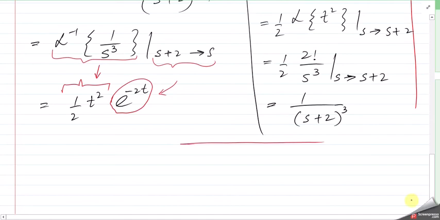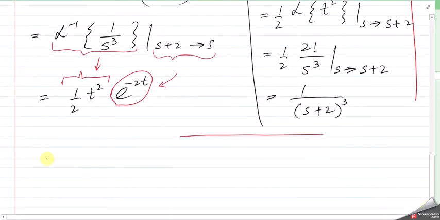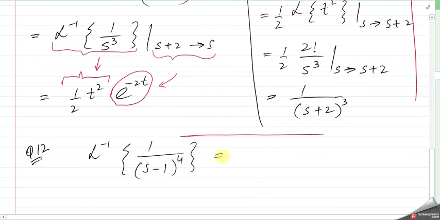Try one question. I understand that this will require some practice to get it very well. So try one question, very simple question. Let's try Laplace inverse of 1 over (s minus 1) power 4. Alright, stop the video and give it a try.